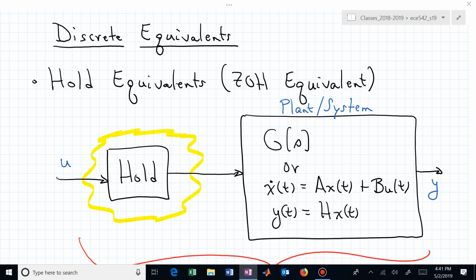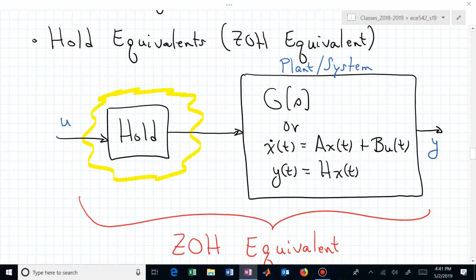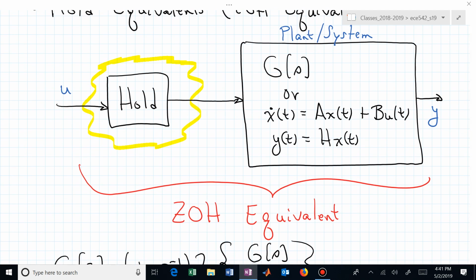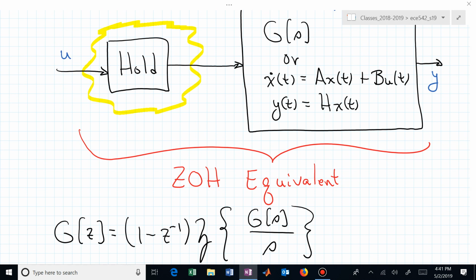Typically we do a hold equivalent when we are trying to discretize a plant or a system, and that plant or system might be given to us either in frequency domain terms with G of S, or described in a state space representation. Based on how it is described, you can find the zero order hold equivalent in the frequency domain. You find the Z transform of G of S over S, putting another pole at the origin, and then pre-multiply that by 1 minus Z to the minus 1. That's for a transfer function based system.